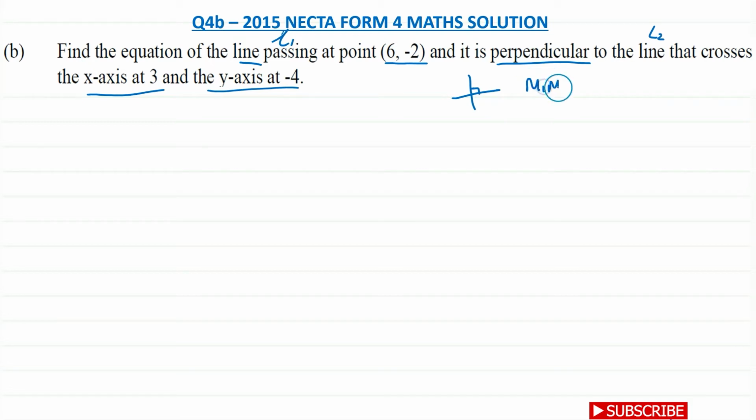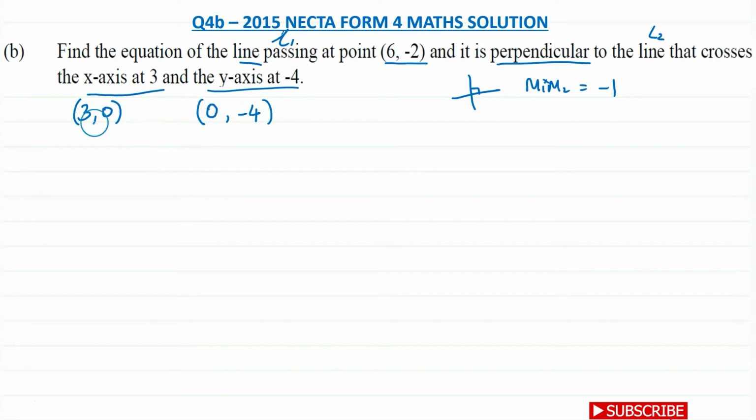Because m1 times m2 is equal to -1. So what does this mean? The line 2 crosses the x-axis at 3. That is giving us a coordinate because we know x is 3, but what is the value of y on the x-axis? It's 0. Line 2 also goes through the y-axis at -4, but what would be the value of x at that point? Anywhere on the y-axis, x is 0, so we have another coordinate.